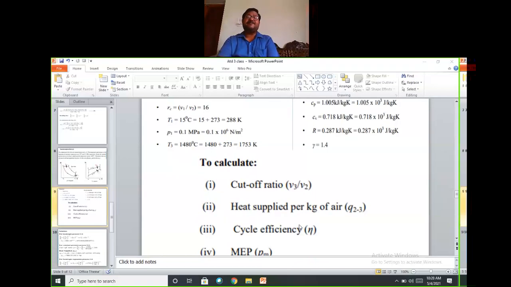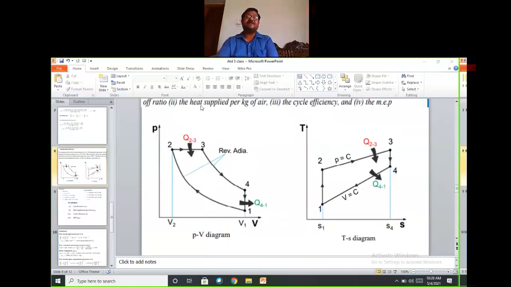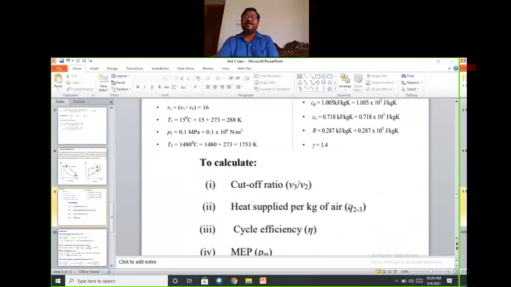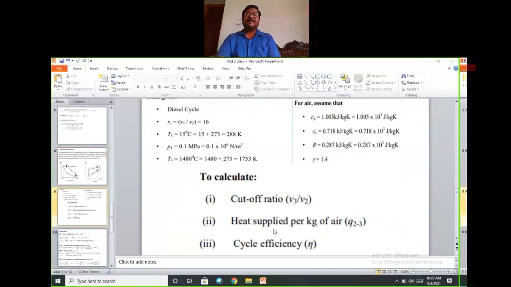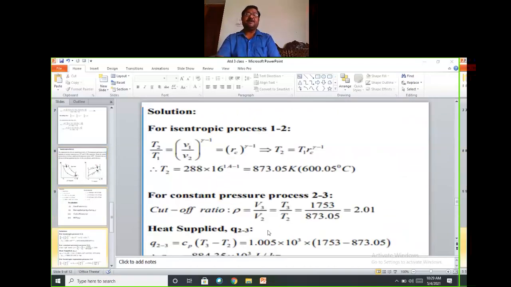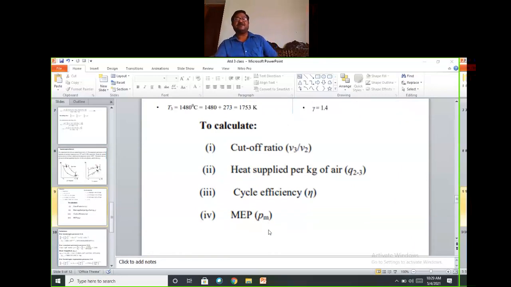To calculate the cutoff ratio, V3 by V2. The cutoff takes place between 2 and 3, up to 3. Heat supplied Q2 to 3 is m Cp delta T, where delta T is T3 minus T2. And you must also find the cycle efficiency and mean effective pressure.